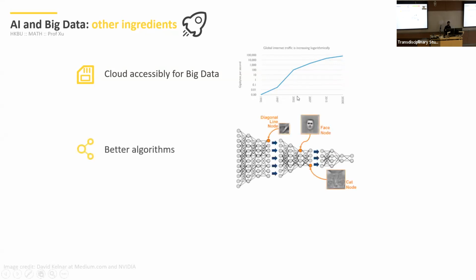The second factor is that the algorithms have become a lot better. The number of researchers who have jumped onto the bandwagon of AI research has grown exponentially. In the past, if a popular academic paper attracted 100 citations in a year, that was a very phenomenal number.